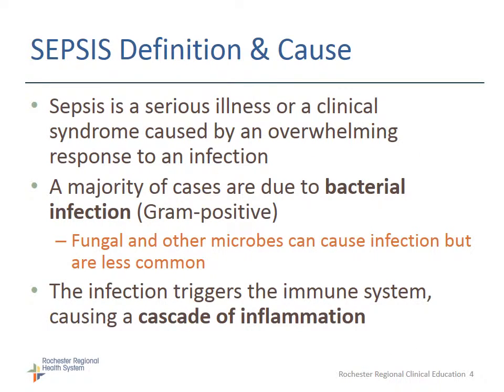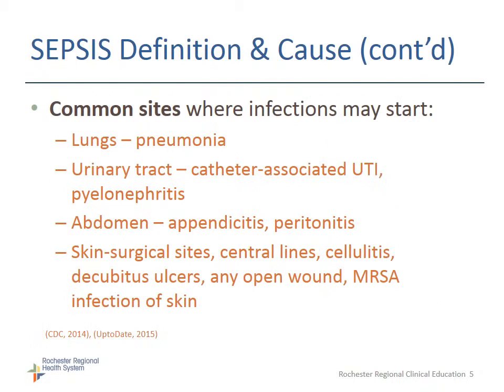Let's first define sepsis. Sepsis is a serious illness or clinical syndrome caused by an overwhelming response to an infection. A majority of cases are due to bacterial infection, especially gram-positives, followed by gram-negatives. Fungal and other microbes can cause infection, but are less common. The body responds to the insult or infection by triggering the immune system, causing a cascade of inflammation.